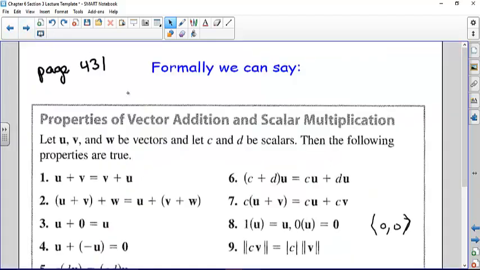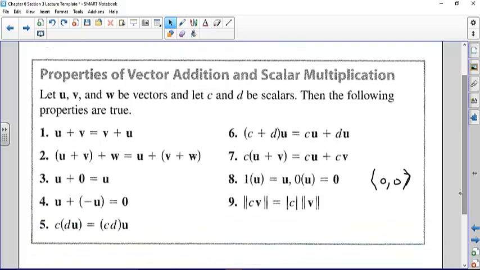So this is formally what we can say about the properties of vector addition and scalar multiplication. Here it's saying the order of operation is not important. Vector u plus vector v is the same as vector v plus vector u. Here it's saying that if you group these things, it doesn't matter whether you add these two vectors first and then add the third vector, or take the first vector and add it to the sum of the second two vectors.